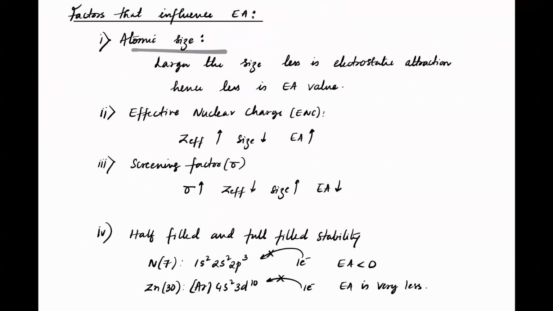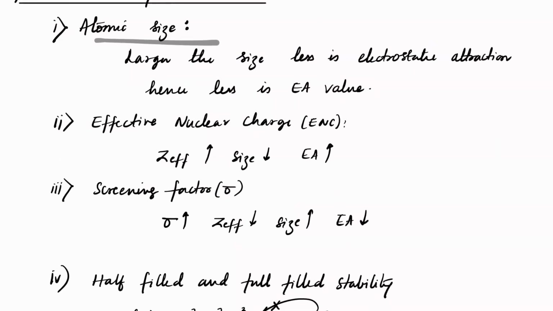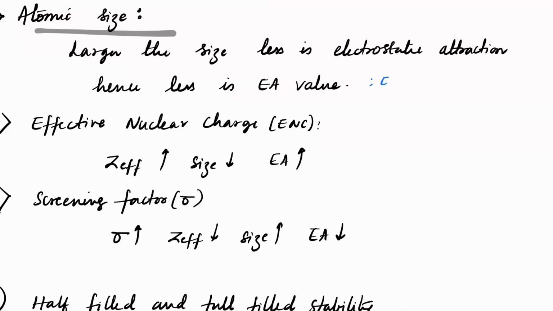Now let's see quickly what factors affect this. Just like the trends of ionization, very similar trends are noticed in the case of electron gain enthalpy. Larger the size, less is the electrostatic attraction, hence smaller is the attraction value, so the EA value will be lesser. So electron affinity is inversely proportional to size.